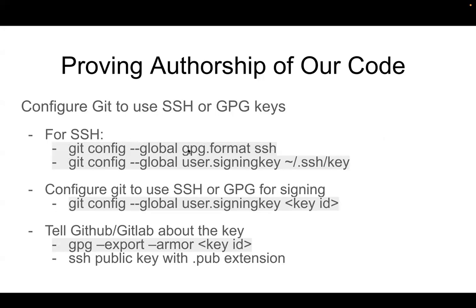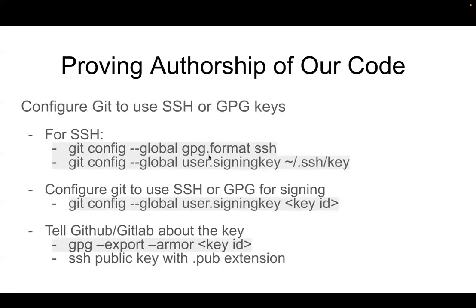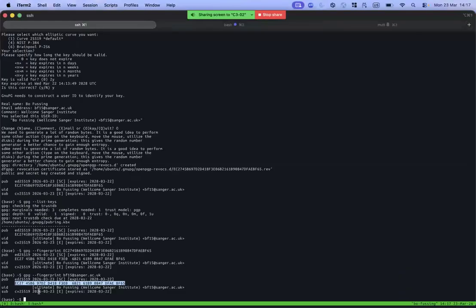You have to tell it that you're using the SSH format, and then you just point it to the key. So we'll do that in a little while. I'll show you how that's done. But with GPG, it's much easier. You just tell it that the signing key is the key ID. The key ID is what we saw earlier, which is essentially, let's clear this.